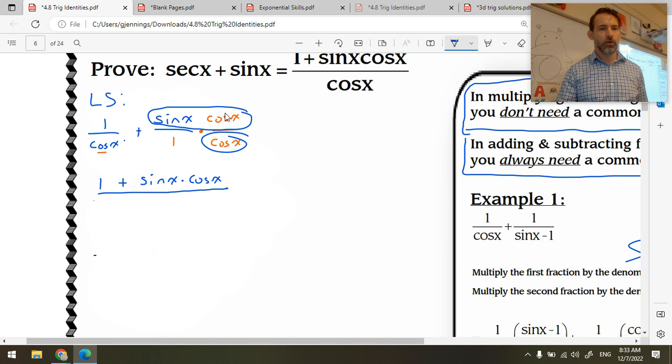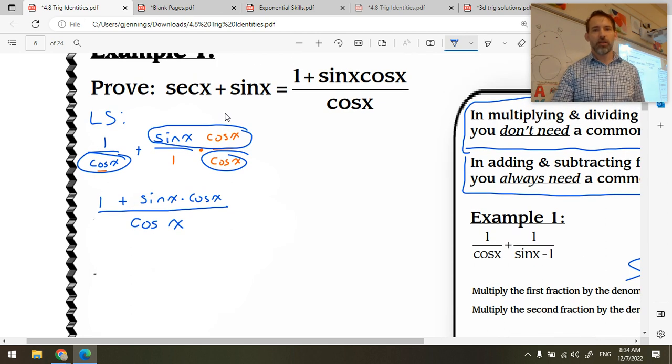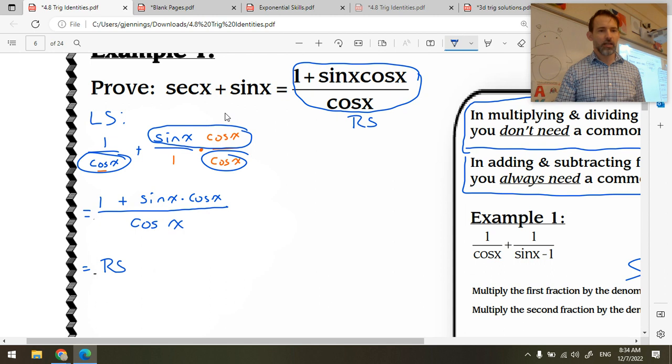1 times cosine of x is cosine of x. Notice they have the same common denominator, so I just write that here, cosine of x. Oh, well, that equals the right side. Okay, so the left side, once we converted that to sine and cosine, and then created our common denominator, we found that equaled the right side. So since the left side equals the right side, therefore, and then we can just copy down our identity. Secant x plus sine x is equal to 1 plus sine x multiplied by cosine x divided by cosine x.